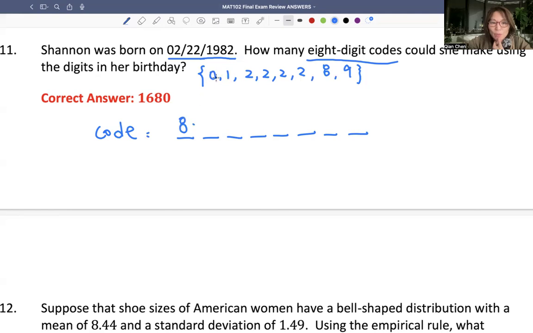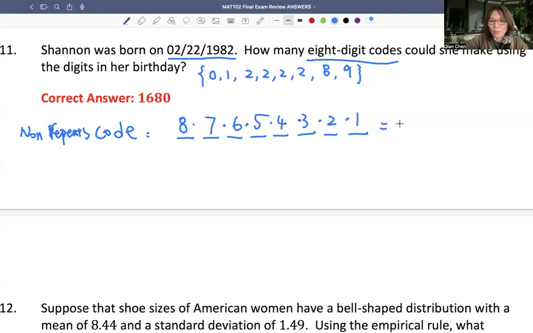So once I choose one, put it here. So this one is non-repeating. So I choose any one of these 8 to be in the first place. I only have 7 left. Then next I have 6 left, I have 5 left, I have 4 left, I have 3 left, I have 2 left, then the last one. So by the counting principle, I multiply the choices.